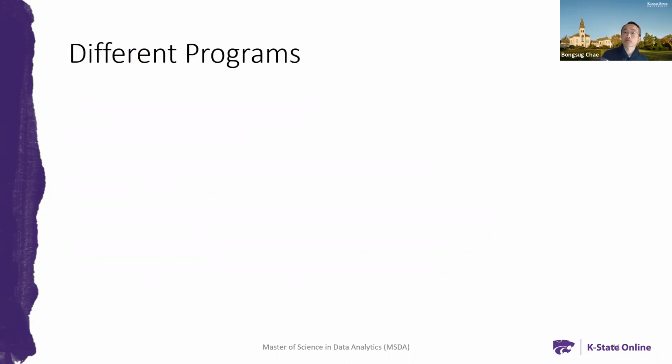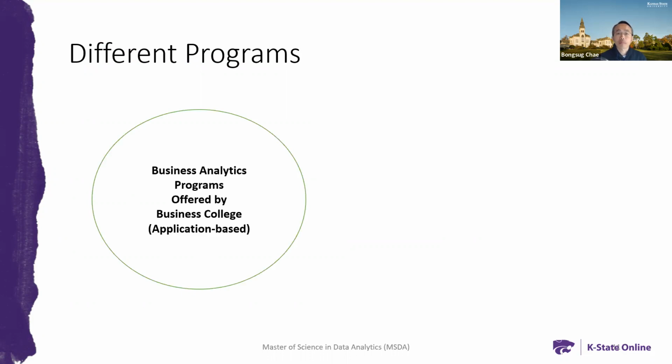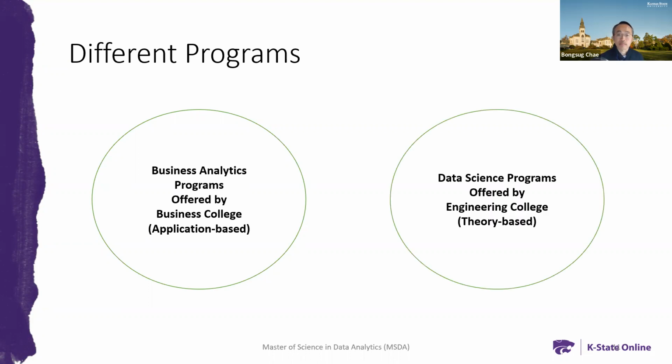And we'd like to close our presentation by providing a little bit of context to our program. It looks like there are two types of programs nationwide. One popular type is the business analytics program offered by a business college, and these programs are heavily application focused. And there is a different type of program, data science programs offered by engineering colleges, and these are more theory-based programs.